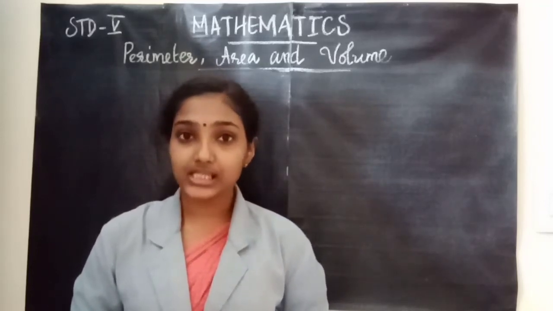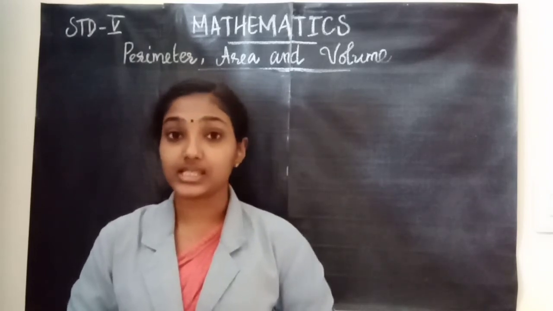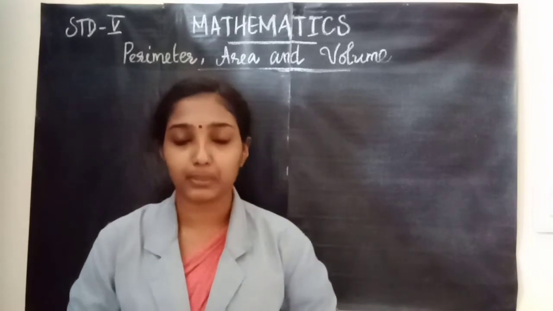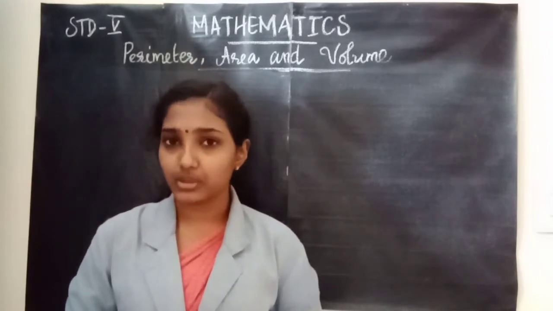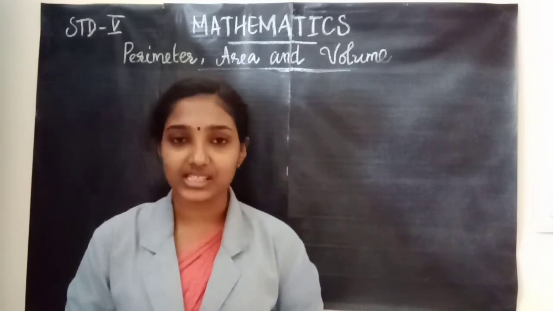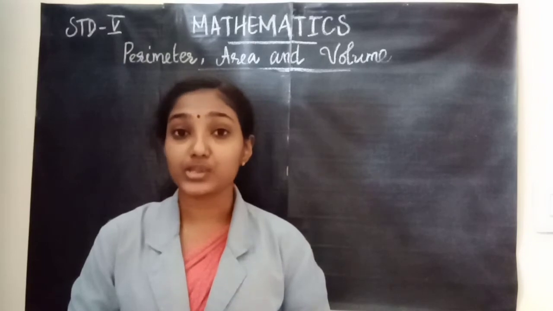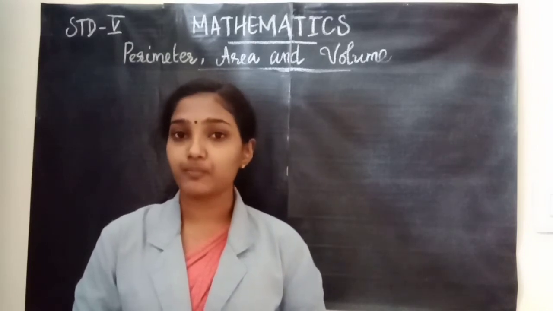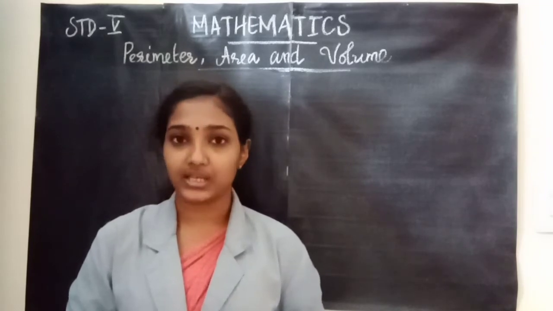In our previous class, we studied the perimeter of a closed figure, right? And we studied the formulas to find the perimeter of a rectangle and a square. Do you remember them? Perimeter of a rectangle is equal to 2 into length plus breadth. And what is the perimeter of a square? Perimeter of a square is equal to 4 into side.